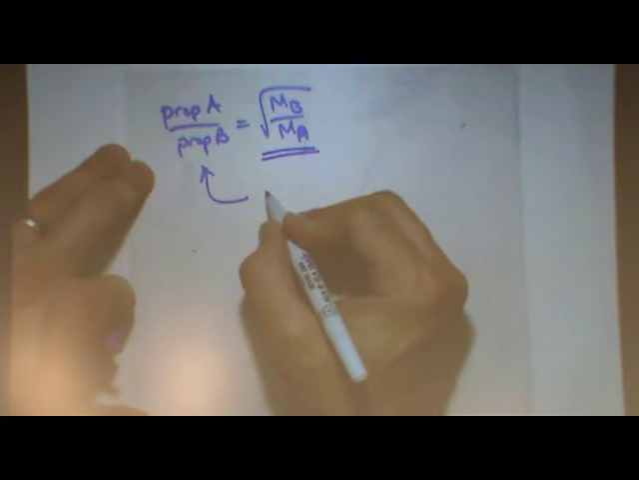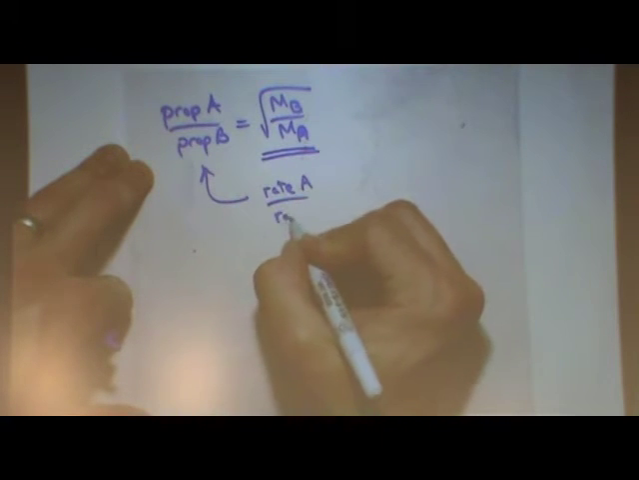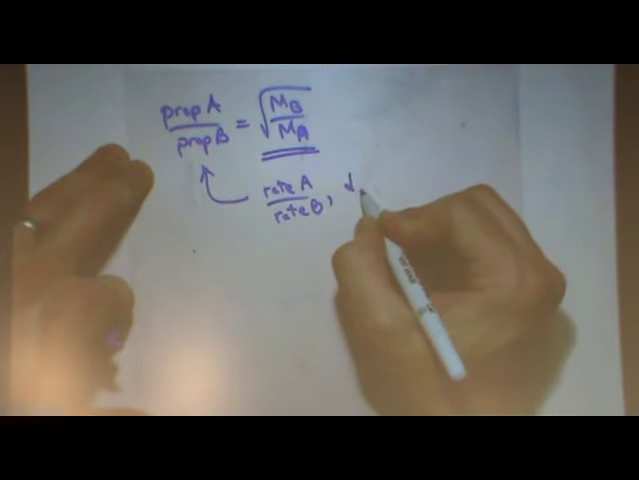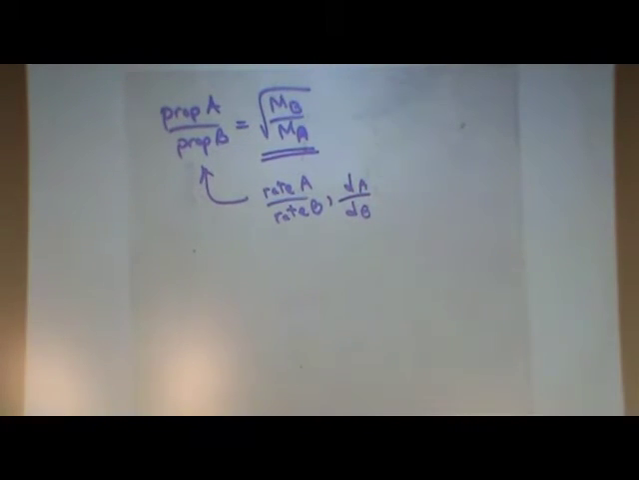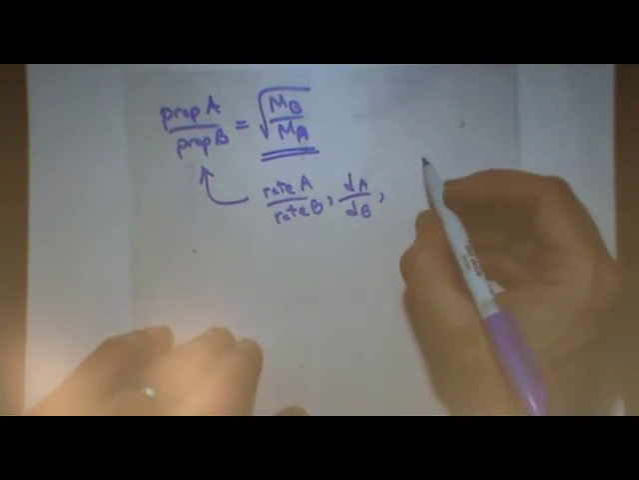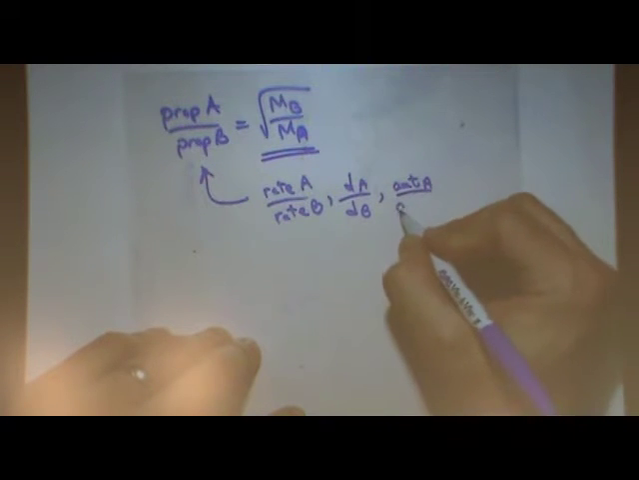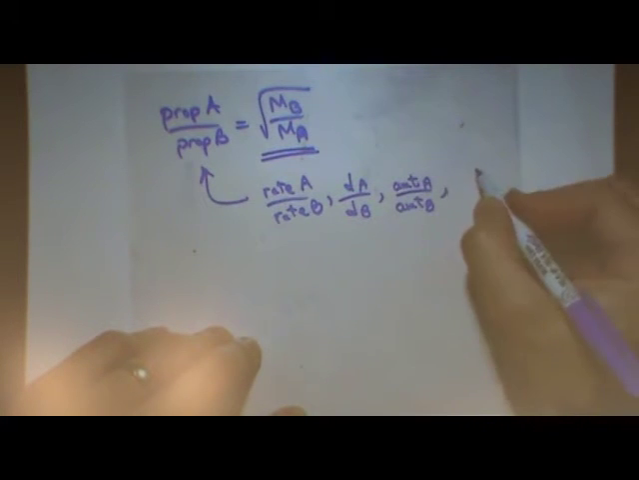So this could be rate or velocity of A over the rate of B. Or it could be distance. I'll put D for distance. A over the distance that B travels. So how far the molecule travels in a particular time. It could be amount, like moles, for example. Amount of A over amount of B. Or it could be time.